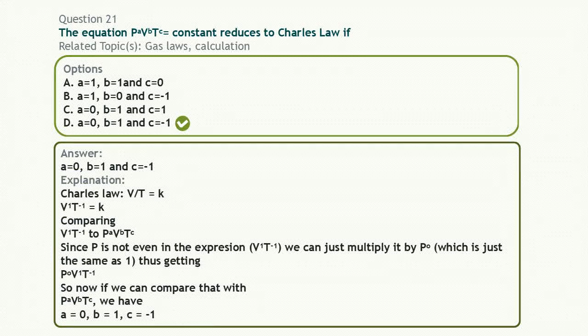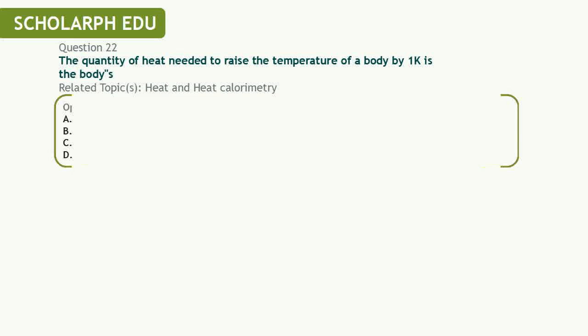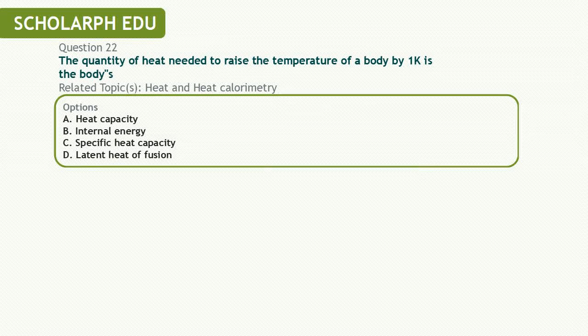Alright, so we know from Charles law that the volume is inversely proportional to temperature. If you write that as an equation, we are going to be having V proportional to T.